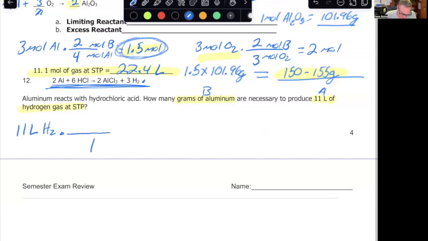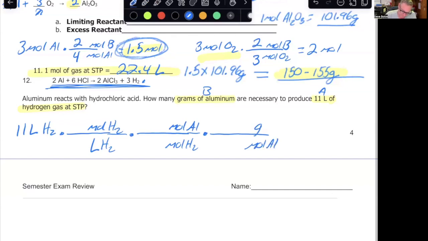I'm going to bring my unit down, which is liters of H2 to moles of H2. Okay, now I want grams of aluminum, so I've got a few steps to do. Moles of H2 to moles of aluminum, and then moles of aluminum to grams of aluminum. So let's go ahead and fill all of this in.